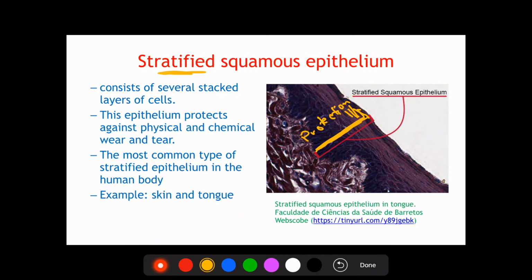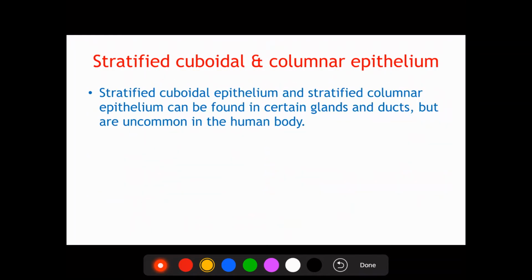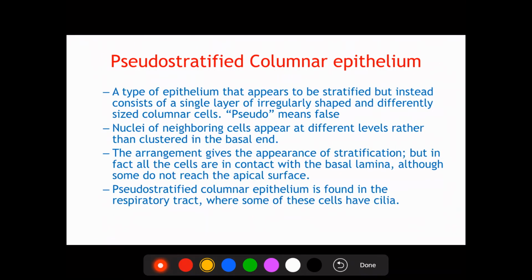Like for example, on the skin. So technically the outer layer of our skin is stratified squamous epithelium. So now you can go and tell your friends, I can look at your stratified squamous epithelium. Our tongue also is stratified squamous epithelium. Okay, so this is where we need the protection from physical and chemical wear and tear in the skin and in the tongue. The stratified cuboidal and columnar, as we said, are very rare in our body, so we are going to skip them.